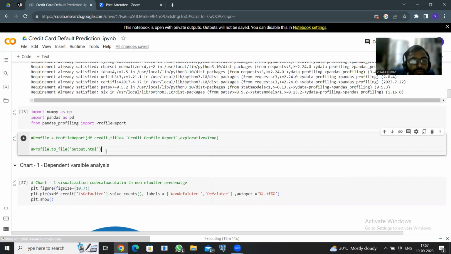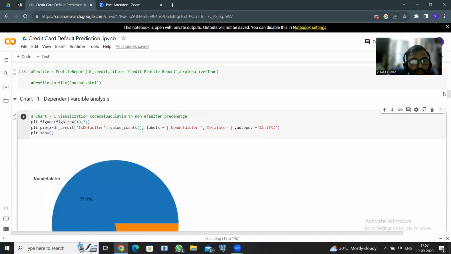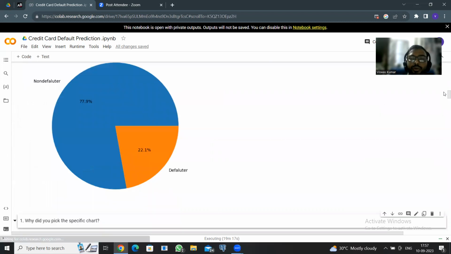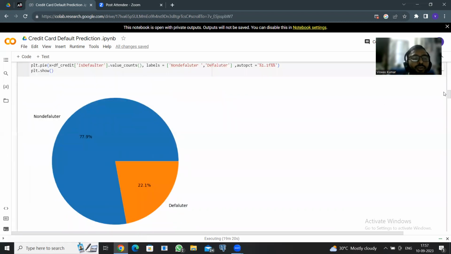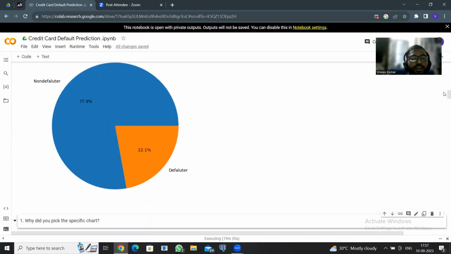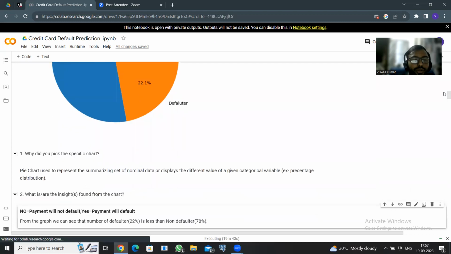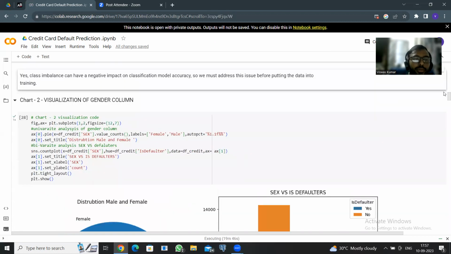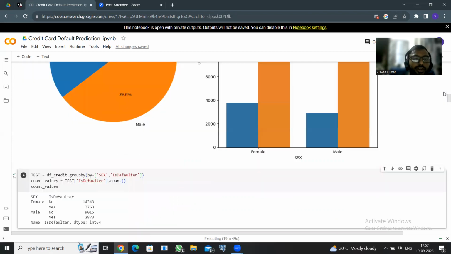But coming to the dependent variables. First, we have to analyze our dependent variable, which is default or non-default. From this chart, we can safely say that the non-defaulted percentage is 77% and the default percentage is 22%. Which is very large from our banking client's point of view, the financial view.